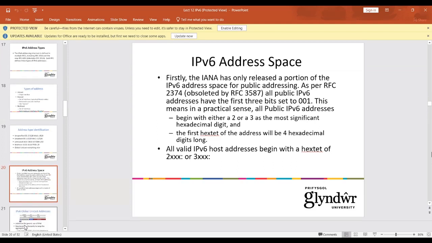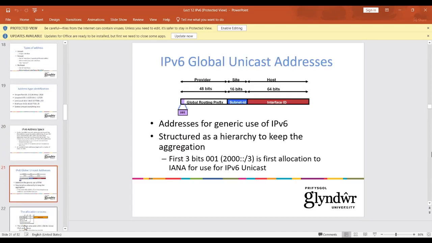IP version 6 address space. Only a portion of the IP version 6 address space was released for public addressing, as per RFC 2374. So if you are interested, you can refer to these RFCs for more details. All valid IP version 6 host addresses begin with the hex value 2 or 3, right? So this is the global unicast address.